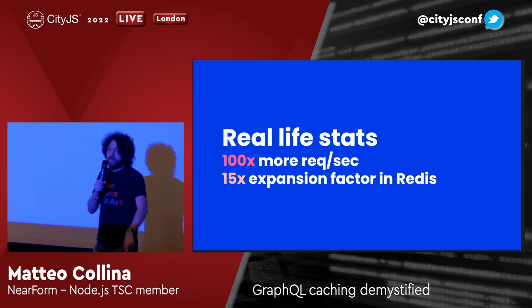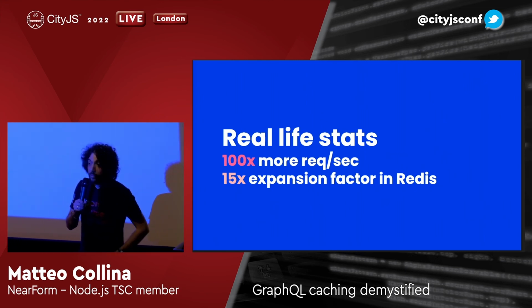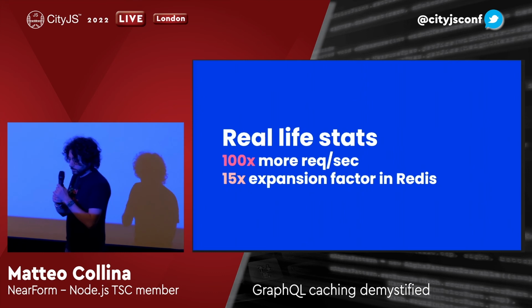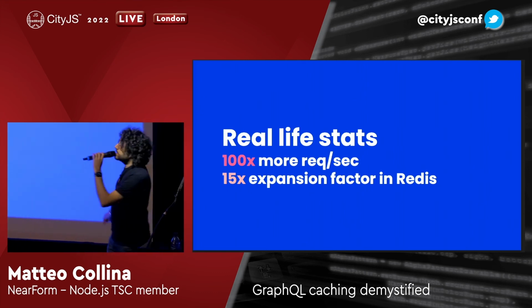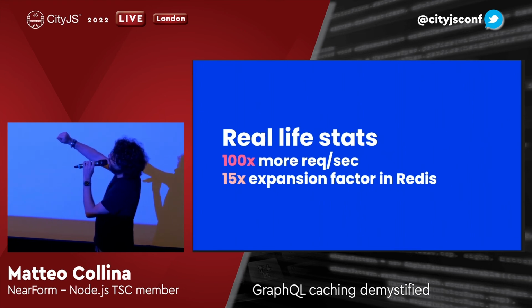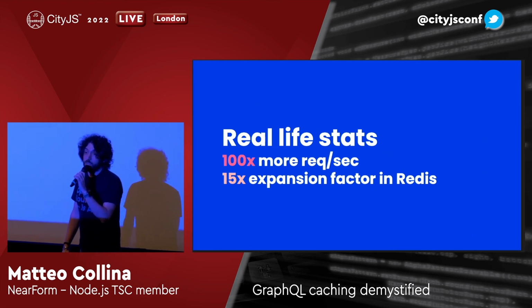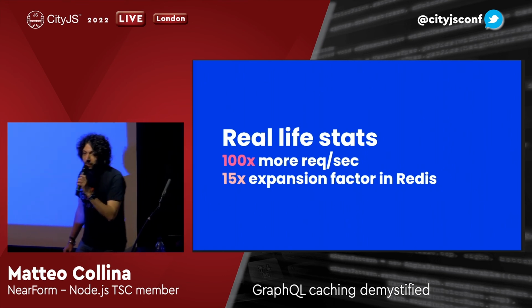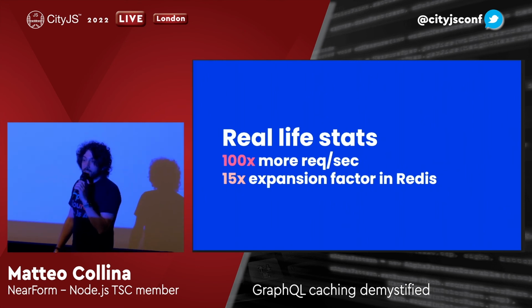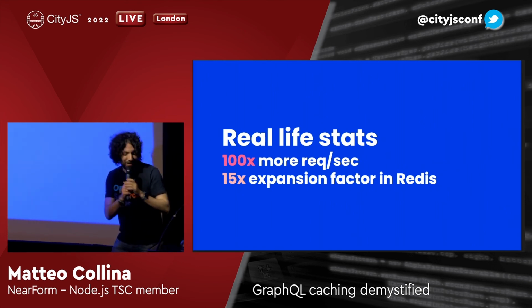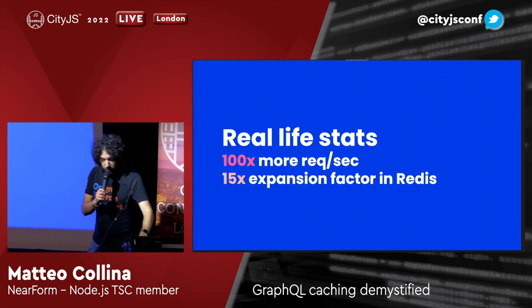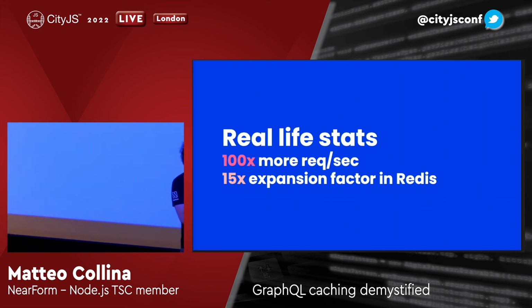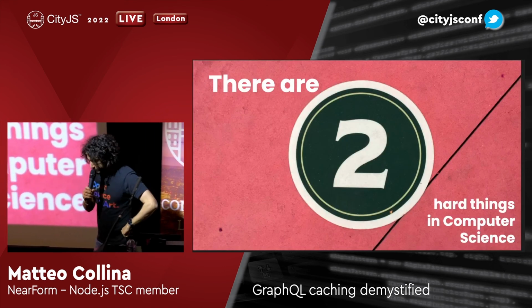So what is this in real life? We deployed this in a real-world project, not a dummy one. On the same hardware, it got 100 times more requests per second, easy. And it did a 15x expansion factor in Redis, which means a lot of Redis commands getting executed at any given time. This was a few thousand concurrent requests.